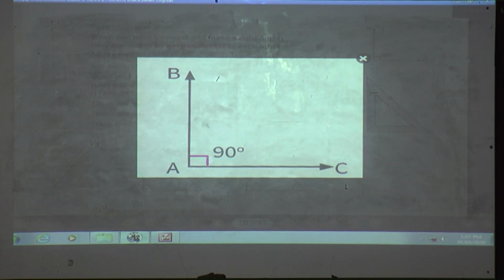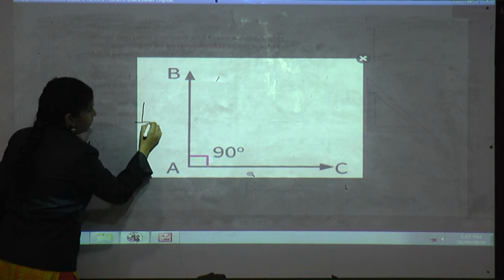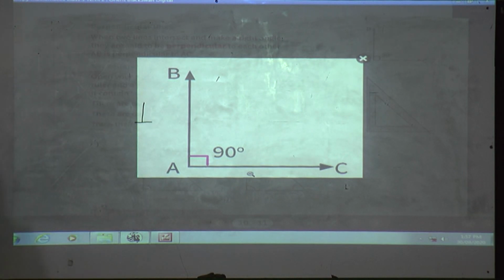AB is perpendicular to AC, and this is the perpendicular sign. AB is perpendicular to AC. That means lines that are at right angles to each other are said to be perpendicular. Now next point.